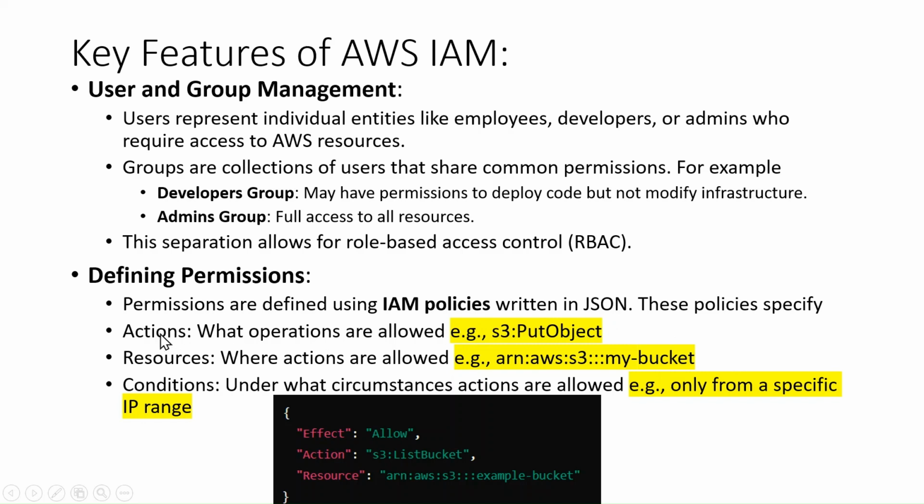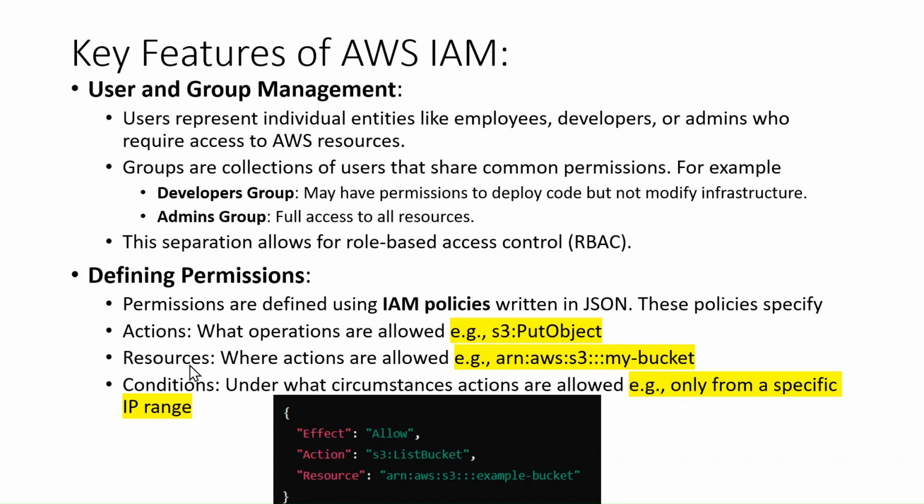So these policies specify three attributes. One is action, one is resource, another one is conditions. So action: what actions are to be taken, what operations are allowed. For example, S3 colon PutObject. Here we will be providing only the PutObject, that is, we are able to update the object, but we are not allowed to delete any objects like that.